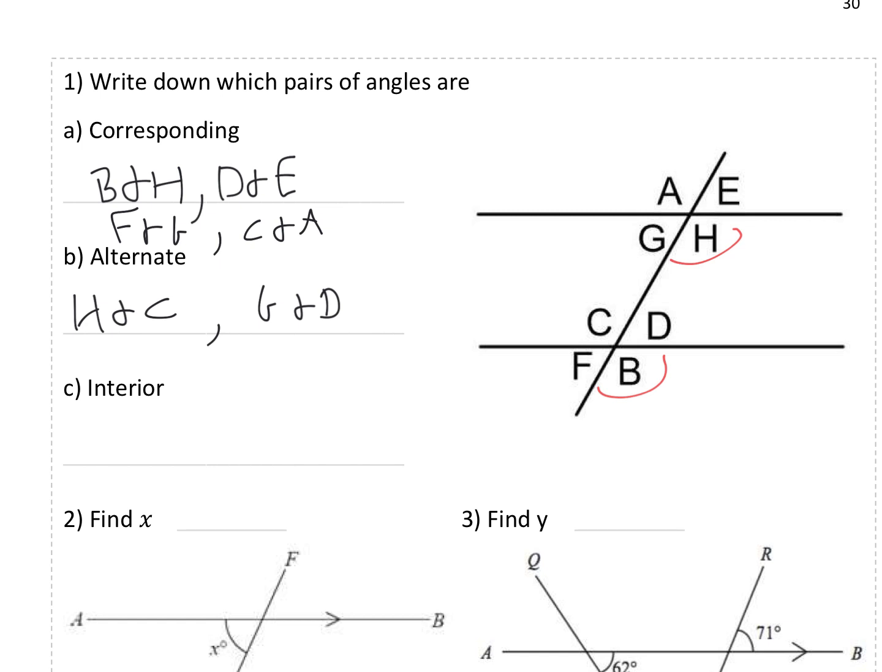Interior angles, they are inside the parallel lines as well. So it's looking at G, H, C and D. Which ones are interior? H and D, they are on the same side, so they would add to 180. They are interior. And G and C, they are on the same side of that line, so they add to 180.